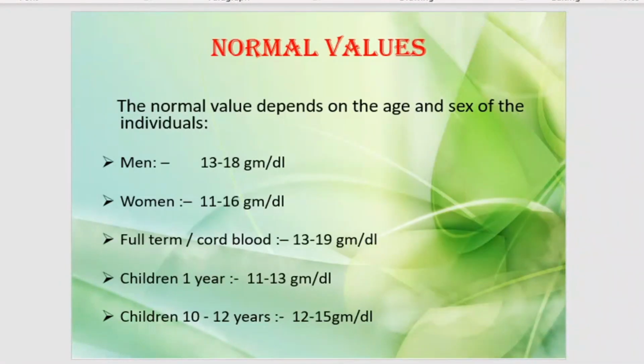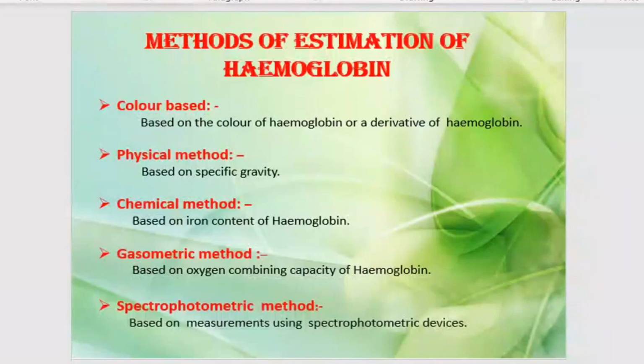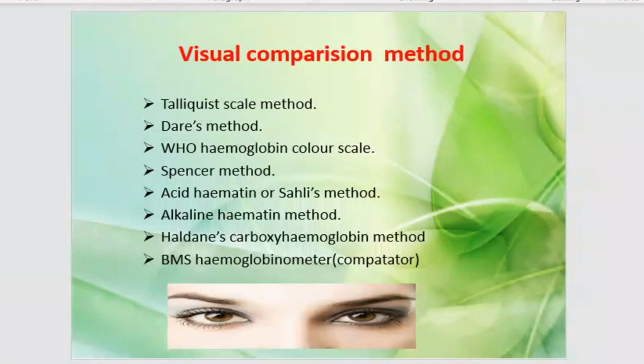We also discussed the normal values in human beings at different stages, like man, woman, cord blood, children at 1 year, children at 10 to 12 years, and so on. Then later we saw various methods of hemoglobin estimation, where we can estimate and what those methods are: the color-based method, physical method, chemical method, and the gasometric method, and then the spectrophotometric method. But out of these, there are some methods where we can do a visual comparison.